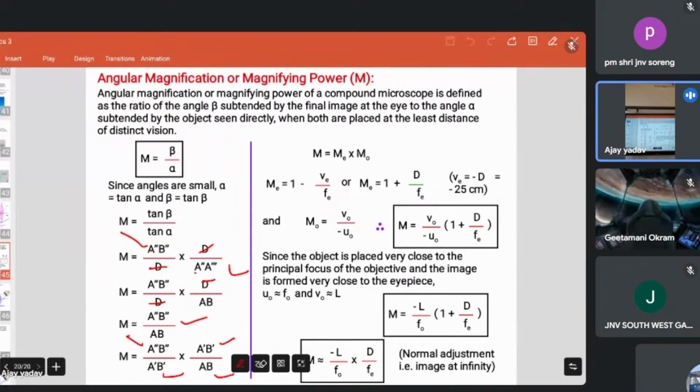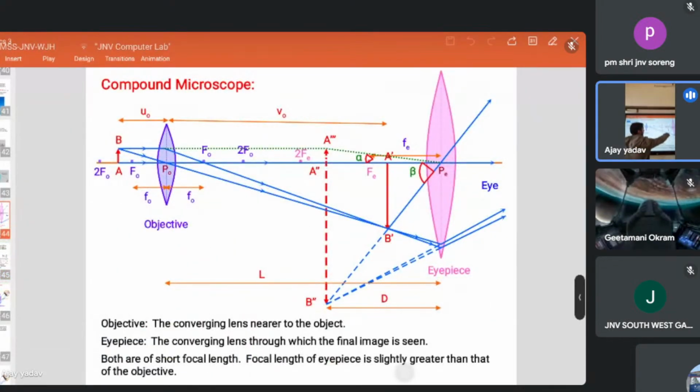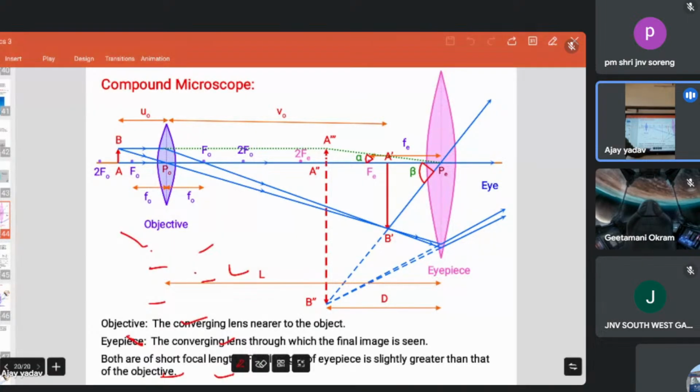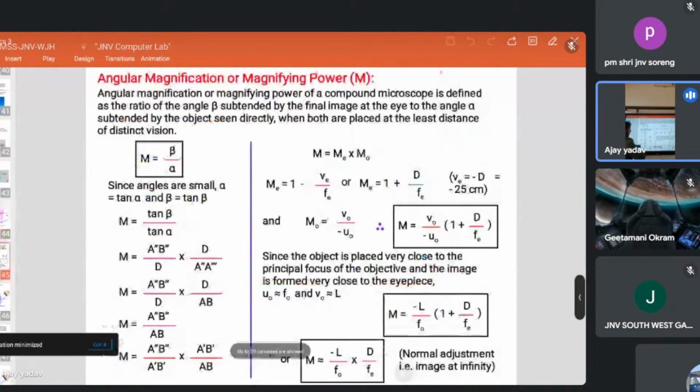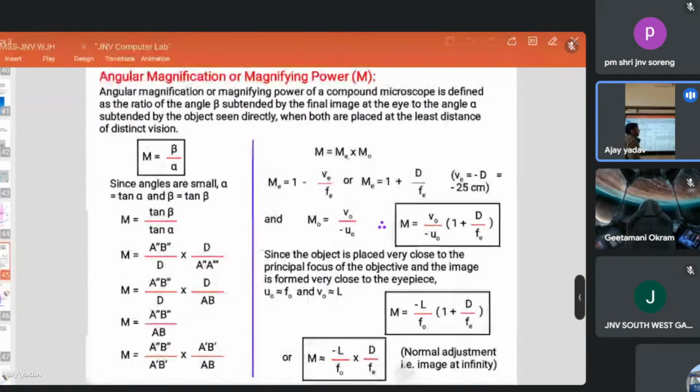What is A'B'? It is the image of the objective lens. So A''B'' upon A'B'. It is the image for the eye lens and it is the object for the eye lens. So height of image upon height of object, we can write as the magnifying power of the eye lens. A'B' is the image for the objective lens and AB is the object height for the objective lens. So A'B' upon AB we can write as M_O, the magnifying power of the objective lens.